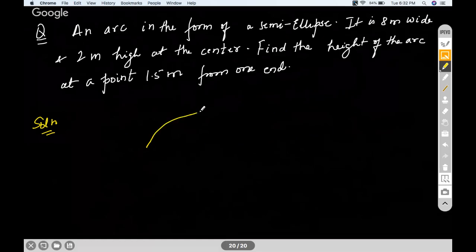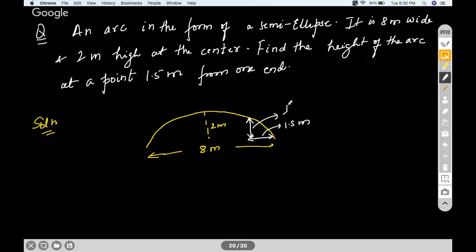So it's a scenario like this. This entire span is 8 meters wide, and this is 2 meters high. They're asking you the height of the arc at a distance of 1.5 meters. So they are asking you h.